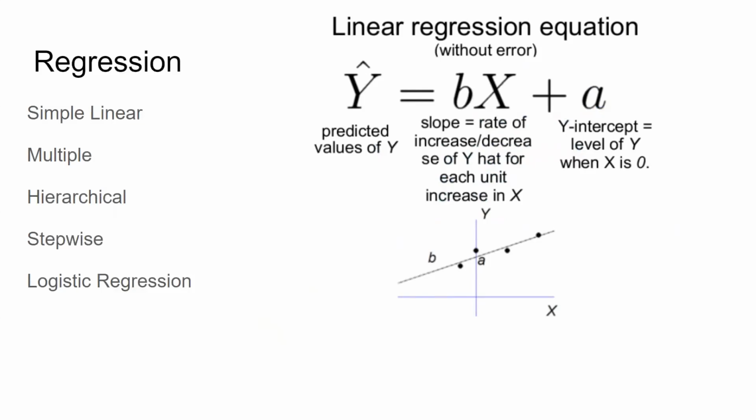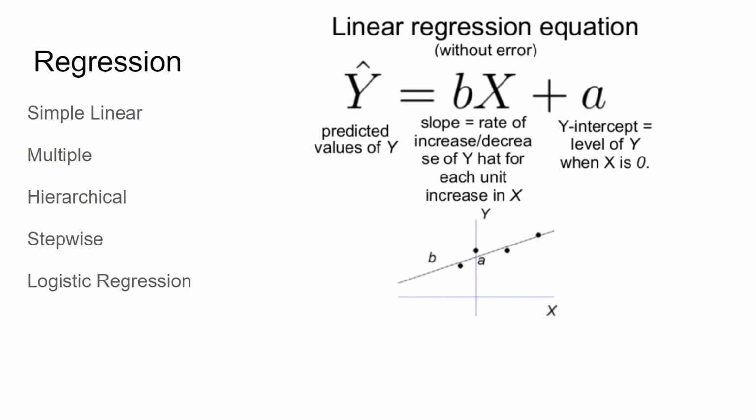Now let's talk about regression. I want you to know simple linear regression and multiple regression. In the Hatcher text, you'll notice that he calls independent variables predictor variables. And that really is the best term, especially in regression models. And he calls dependent variables criterion variables.